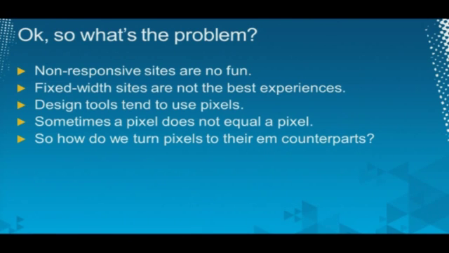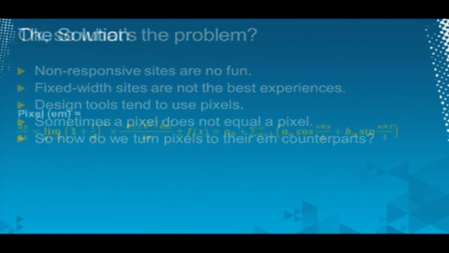So one of the things that we probably want to do, if we have a website that is very pixel-based, is turn those pixels into their counterpart, the M. What the M does is it says, okay, instead of this sort of fixed width, I'm going to create this relative width. Now, how do you turn a pixel into an M?